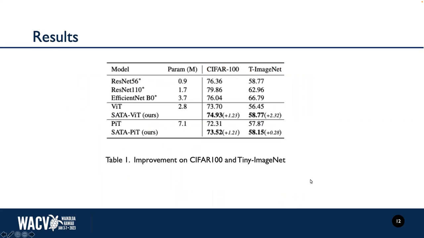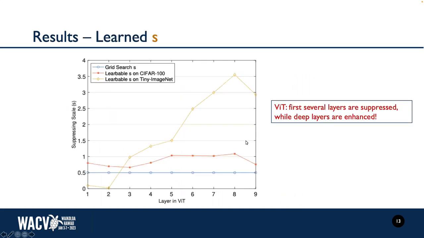These are the results. We can see the increase on both CIFAR-100 and Tiny ImageNet. We visualize the learned suppressing scale for different layers in ViT. Interestingly, we find that our values for the first three layers are smaller than one for both CIFAR-100 and Tiny ImageNet, while values for deeper layers are larger.